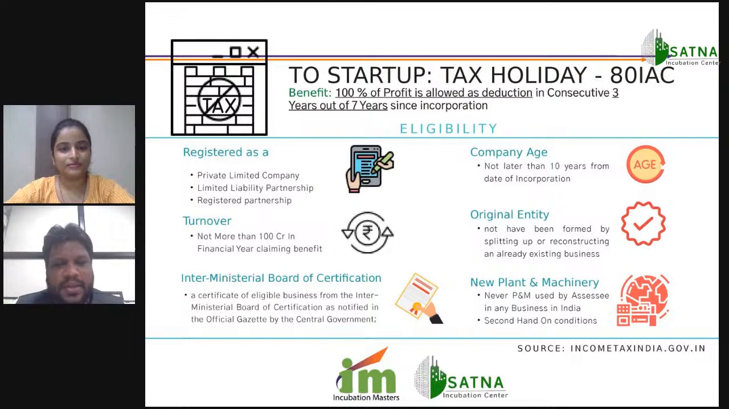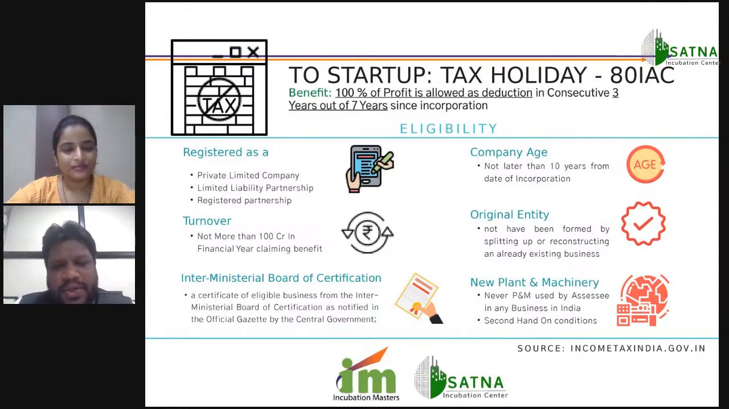So this slide we have already discussed. Now we can see the entity should be registered as a partnership, LLP, or private limited, which we have seen. Turnover should not be more than 100 CR. The company should not be older than 10 years. It should be an original entity. And you need the Inter-Ministerial Board certification, that is IMB certification, and new plant and machinery.